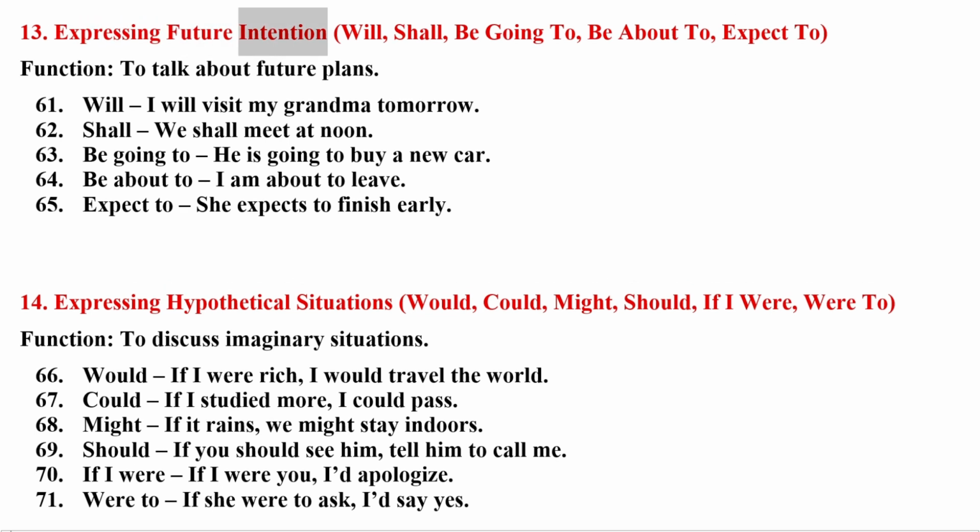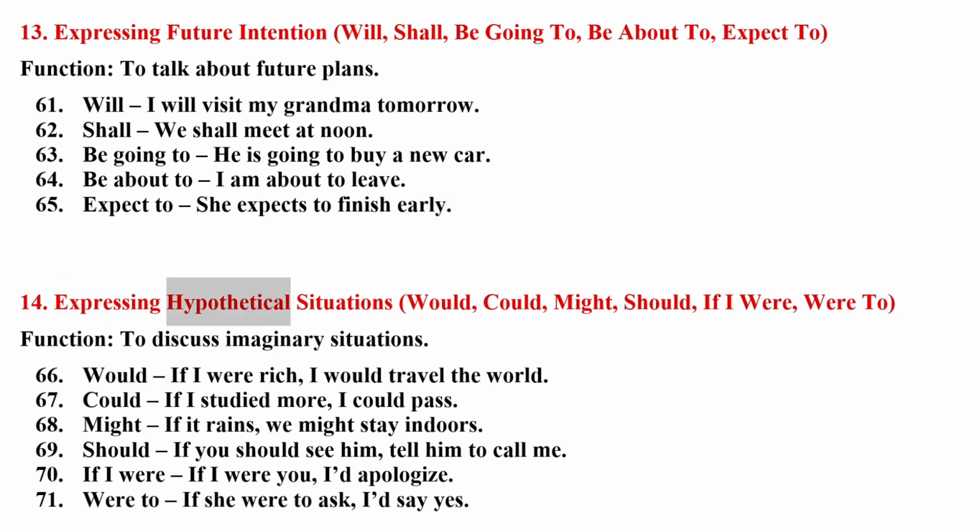13. Expressing future intention: will, shall, be going to, be about to, expect to. Function: to talk about future plans. Will: I will visit my grandma tomorrow. Shall: we shall meet at noon. Be going to: he is going to buy a new car. Be about to: I am about to leave. Expect to: she expects to finish early.